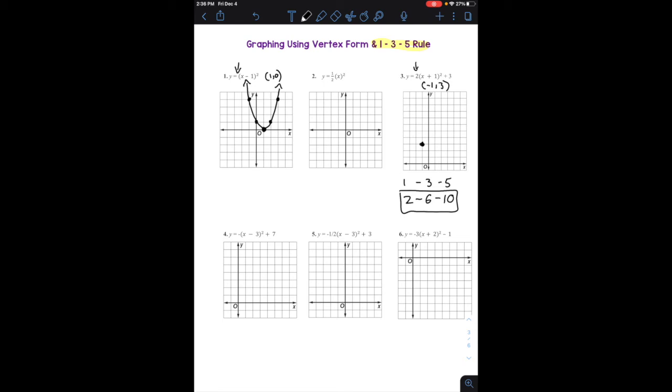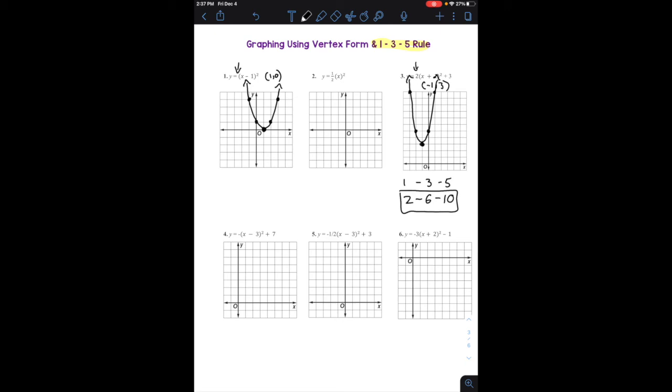I'm going to go to the right 1 unit, up 2, to the right 1 unit, up 6. And if I had enough room, I would go to the right 1 unit and up 10. I'm going to do the same for the left side, left 1 unit, up 2, left 1 unit, up 6, and we'll trace our parabola. Notice that this is much skinnier than the first problem we had. It is stretched across the coordinate plane.